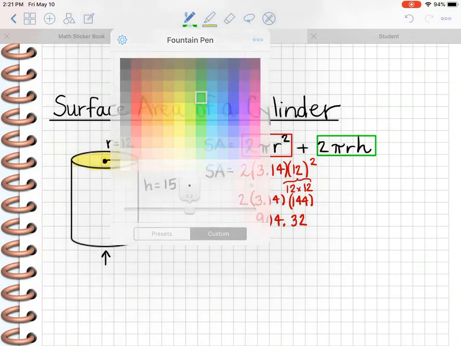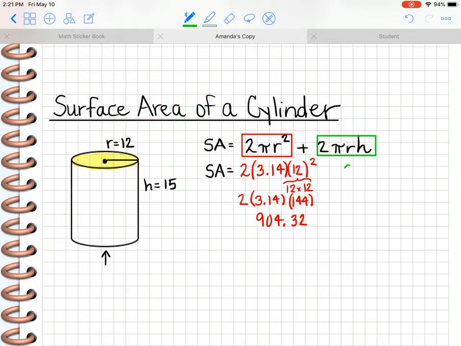That's the harder part. Over here, I have 2 pi, radius, height. So this one I can just type in my calculator. There are no exponents or anything weird. So 2 times pi times 12 times 15. And that came out to be 1130.4.